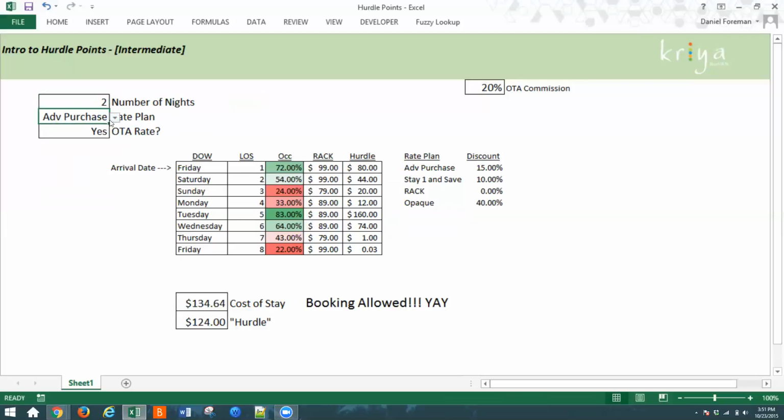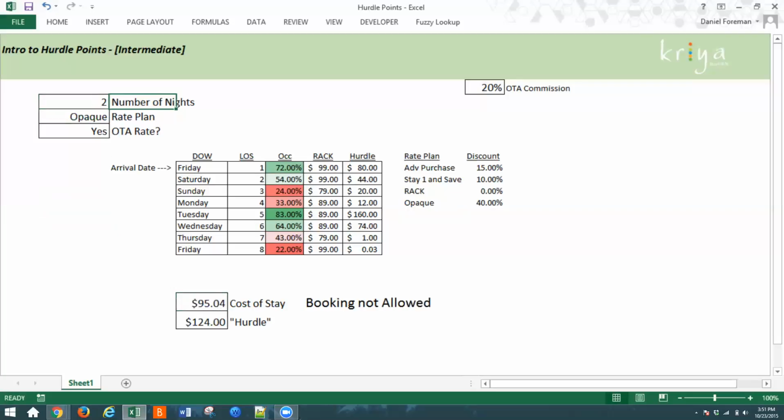And let's take another example here. Let's look at our opaque rate. And obviously opaque is going to be an OTA rate. So you can see here, really there's not a lot of availability here for this opaque rate. If we try to book for one night here, you can see the net rate is very low. It's at $47.52. Obviously that's not meeting our $80 hurdle.